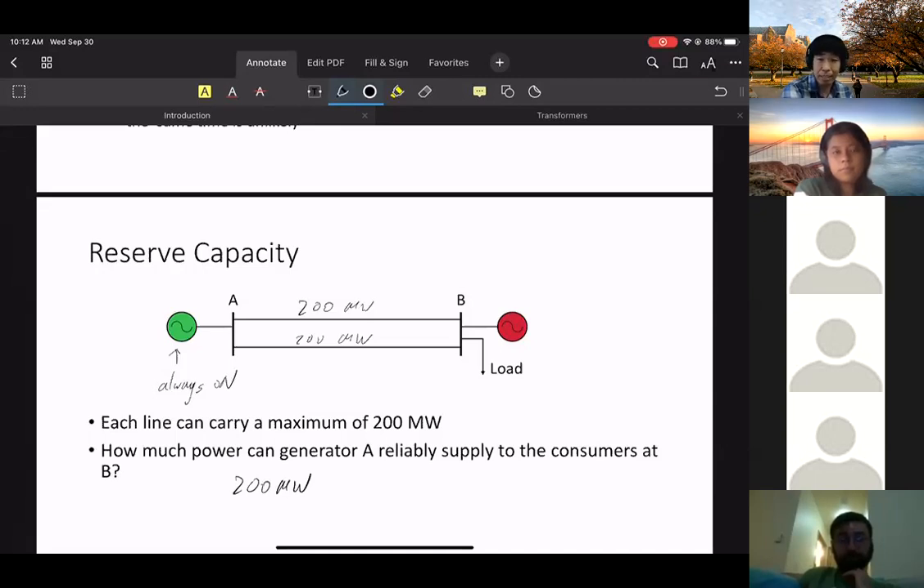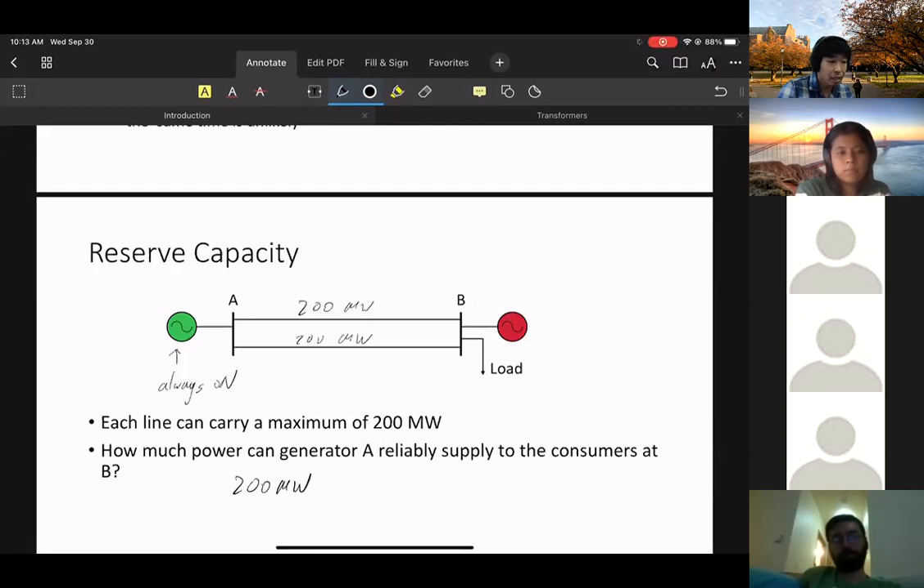This is obviously not very efficient. I built a transmission line. I built two transmission lines. Somehow I have to always leave one not carrying any power because I'm afraid of something happening. So here you can immediately see the trade-off between reliability, which is that I should withstand failures, and efficiency. I spend $50 million building a line, and I don't get to use it. And for example, if generator A can generate a lot of power, somehow I'm limited by this reliability standard, so I cannot operate the system very efficiently. And this is what happens in a simple system.